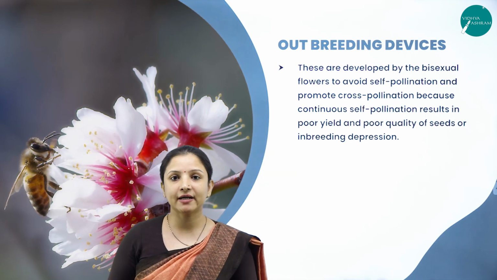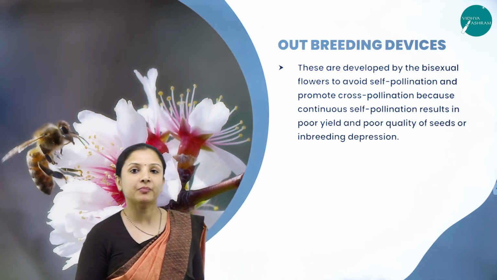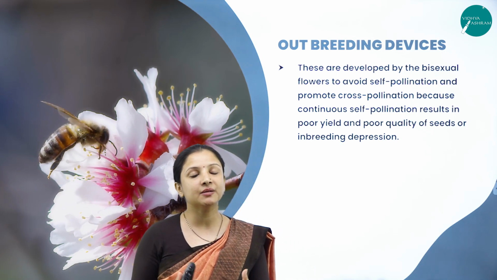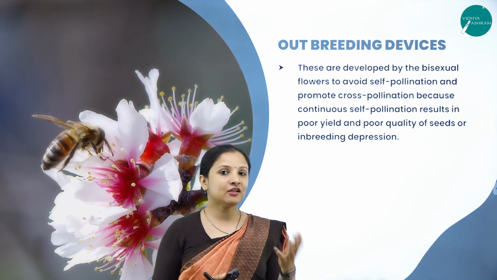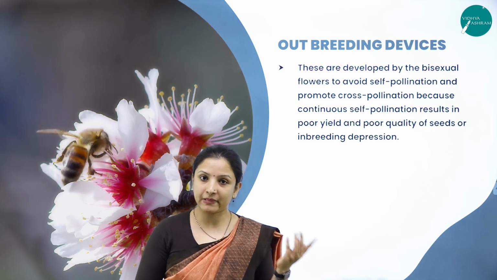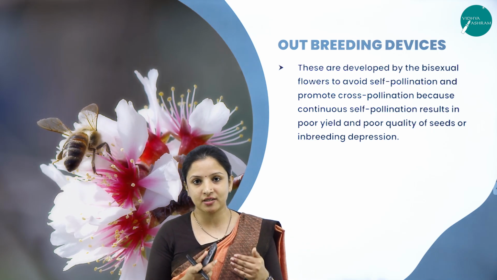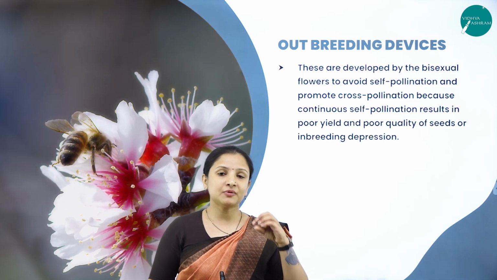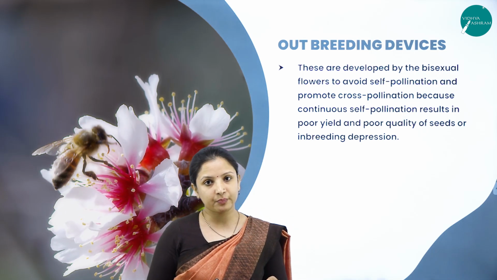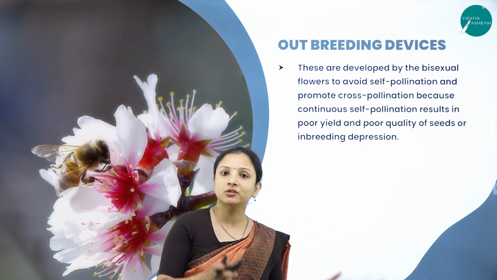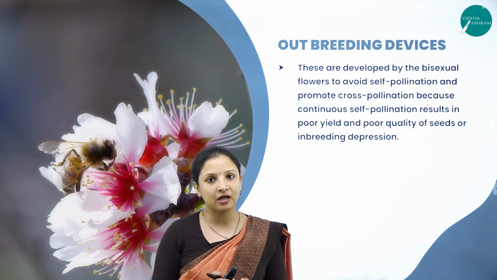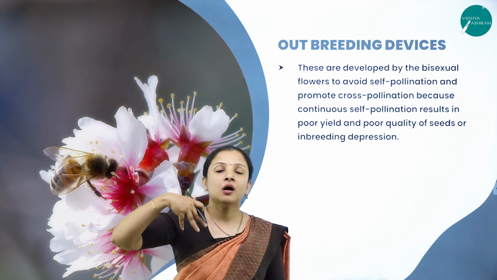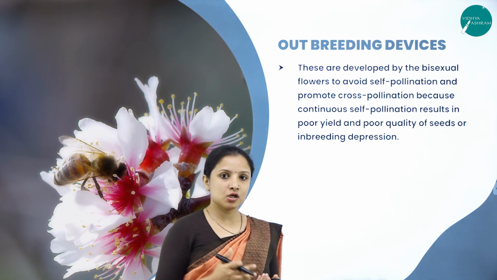Outbreeding devices are usually achieved in bisexual flowers. That is, naturally the flower itself will develop in such a way that self-pollination is prevented to a maximum extent and cross-pollination is promoted. Why is self-pollination prevented? Because sometimes new traits will not develop in the flower. The same age-old trait that is there will be there in the flower. To get new traits from a healthier plant or from a healthier flower, they prefer cross-pollination.